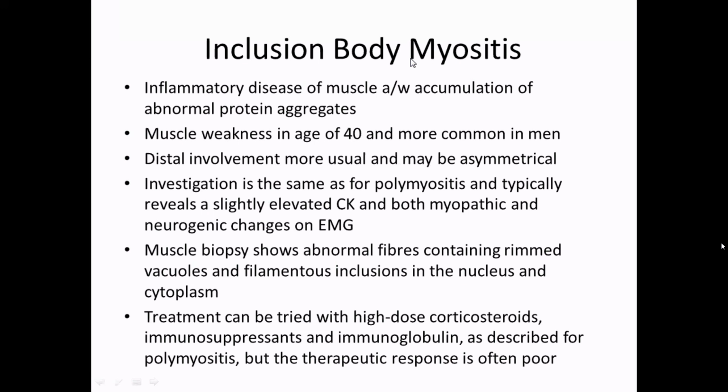Treatment is not specific, but treatment can be tried with high dose corticosteroids, immunosuppressants, and immunoglobulin as described for polymyositis, but therapeutic response is often poor. So that's it. That's all about myopathies.